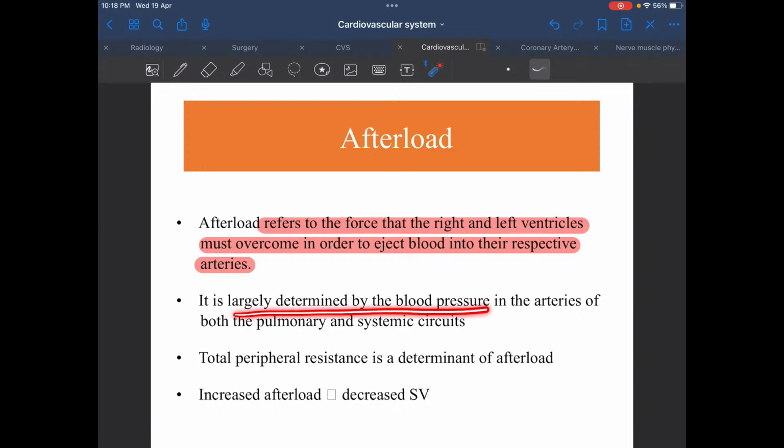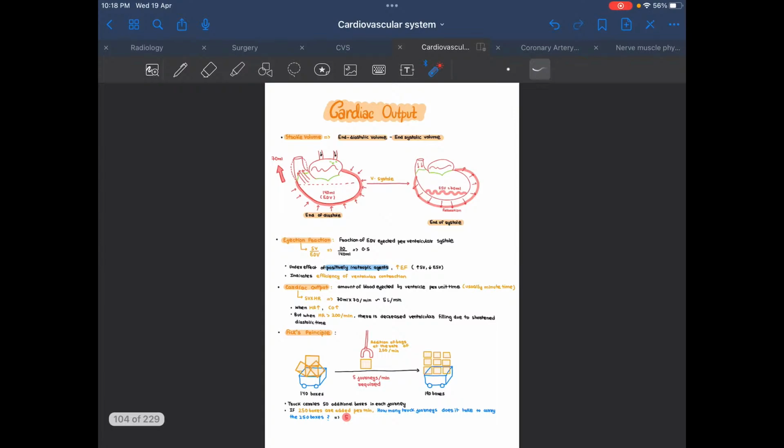So it's largely determined by your blood pressure in the arteries of both the pulmonary and the systemic circuits. And how is it influenced by the total peripheral resistance? The TPR is the determinant of your afterload. Whenever the afterload increases, we see a decrease in the stroke volume. Whenever the preload was increasing, we were seeing an increase in the stroke volume. Whenever the afterload is increasing, we are seeing a decrease in the stroke volume. Right, so that makes it clear.